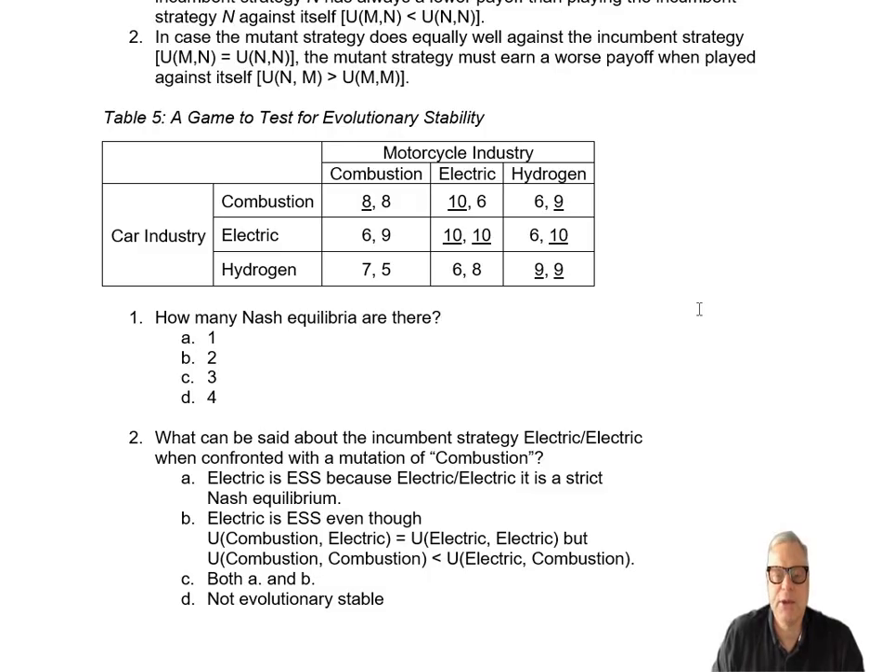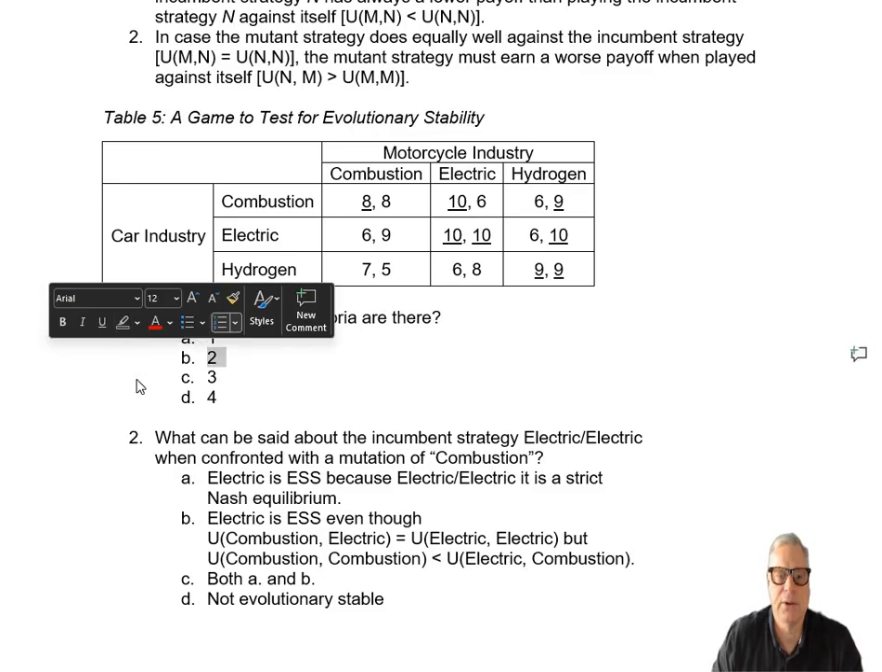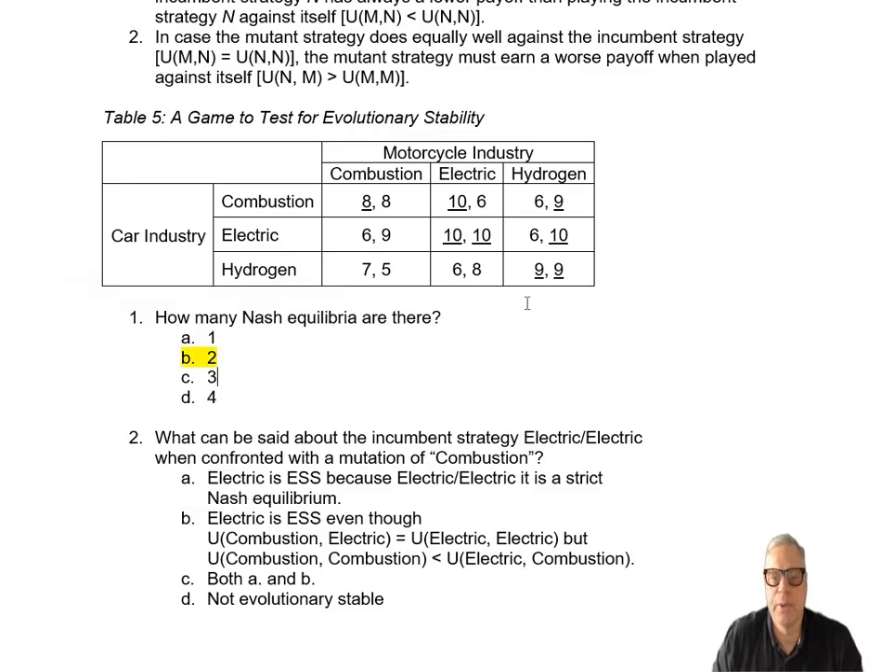Okay, so it looks like we have two Nash equilibria. That's also the first question. How many Nash equilibria are there? So there are 2. The two Nash equilibria are electric-electric and hydrogen-hydrogen.